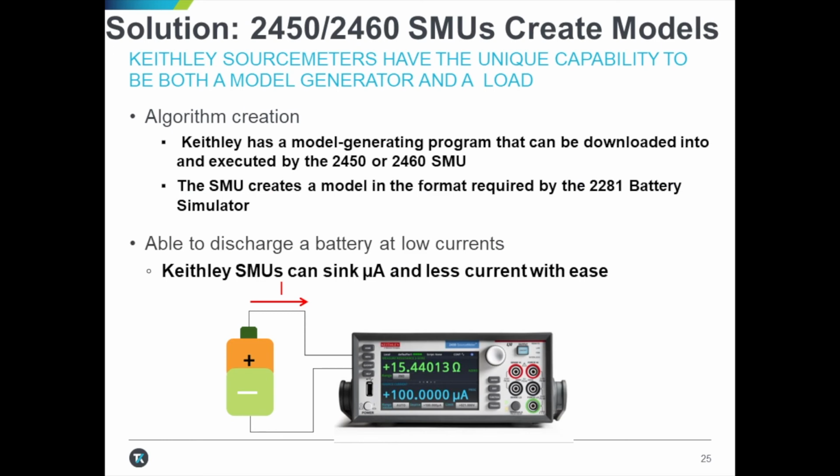The solution is the Keithley 2450 or 2460 SourceMeter unit. The 2450 SMU, firstly, can be operated as a load, sinking constant current, and due to its current sensitivity, we can get measurements down to microamps. It also has the capability of model generating programs that can be utilized where it discharges the battery and takes measurement points to create the battery model that we need. The battery model can then be integrated back into the 2281S for analysis and insight.